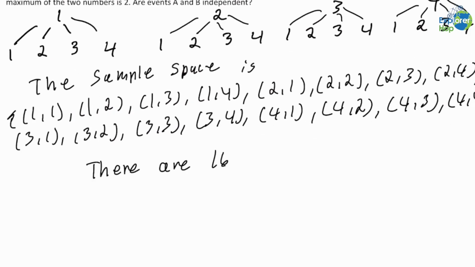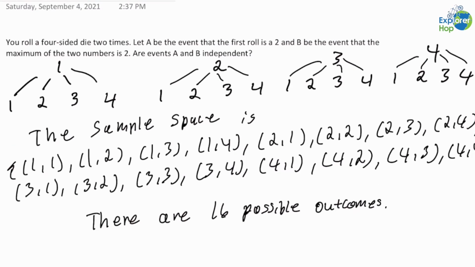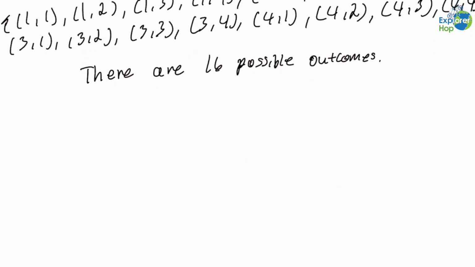Now, from the sample space, we can see that there are 16 possible outcomes. And now, let's find the probabilities of event A, B, and the intersection of event A and B. So to find the probability of event A, which is the probability that the first roll is a 2, we simply take the number of outcomes where the first roll is a 2 and divide it by the total number of outcomes in the sample space.